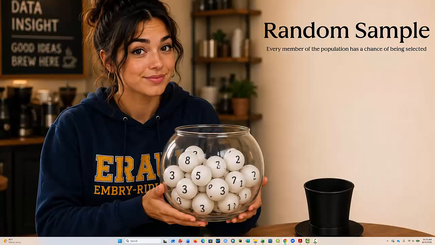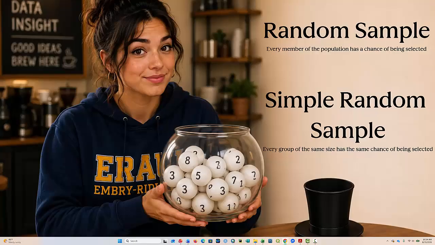I said before that a sample should be random, meaning every member of the population has a chance of being selected. So, if we only surveyed students living in the dorms, then not all students have a chance of being selected. Not only do we want everyone to have a chance, we also want every group of the same size to have a chance. This is called a simple random sample. I know it's hard to see the difference, so let me explain.